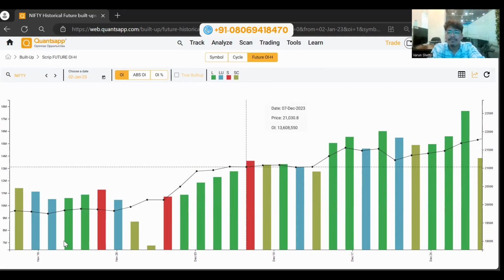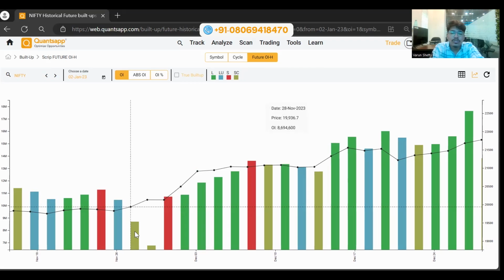Let's say price increases, so the black line moves up and open interest also increases, so the bar height increases. Price moving up and bar height increasing would show you long built up. Price falling down and bar height increasing would show you short built up, so you can see a red bar. Bar height decreasing and price falling down is long unwinding, so blue. And bar height decreasing but price going up is yellow, so short covering. So that is the general idea.